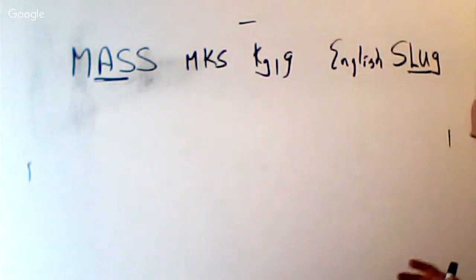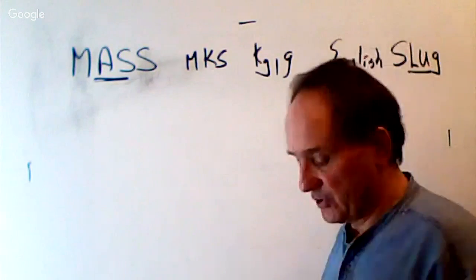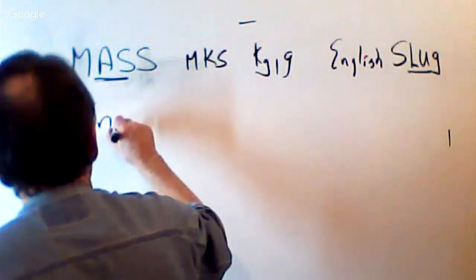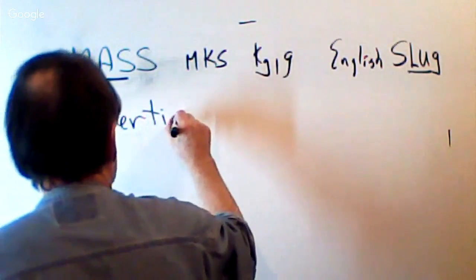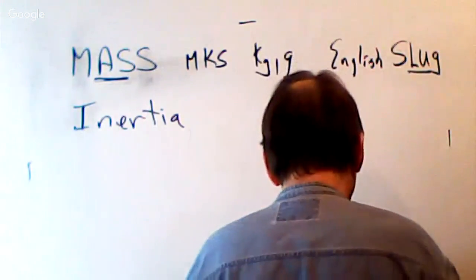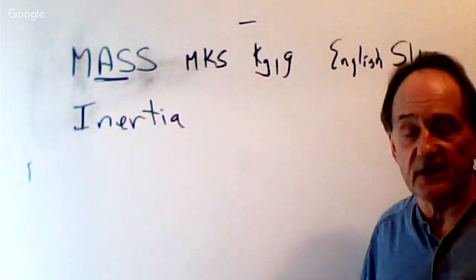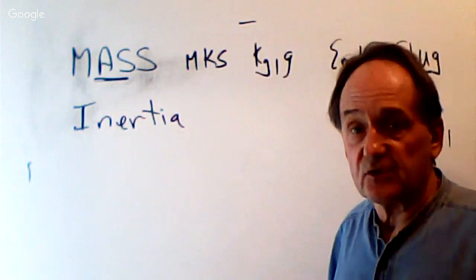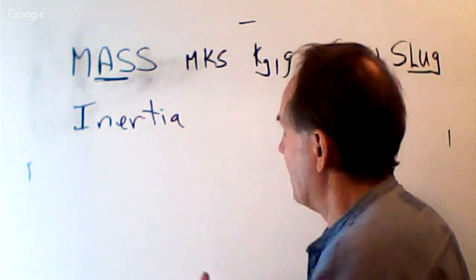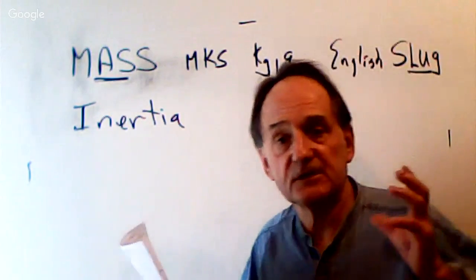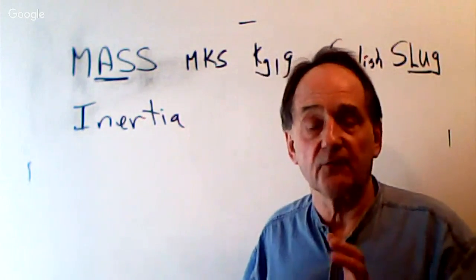But mass is responsible for an object's inertia. Inertia is the tendency for a material object or body to resist changes to its position or motion. If a body is in motion and it has a lot of inertia, it's difficult to stop that body from moving.